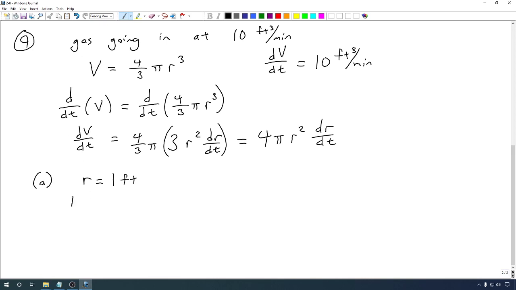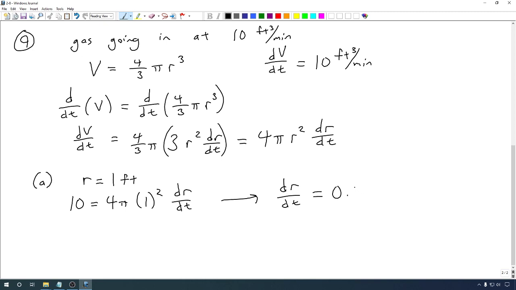dv dt is 10. I'm going to leave off the units for the moment. We have a 4 pi. We have a 1 squared. But then we still have dr dt. And if we go ahead and solve for dr dt, essentially just take 10 divided by 4 pi. The 1 just goes away, of course. 10 divided by 4 pi.